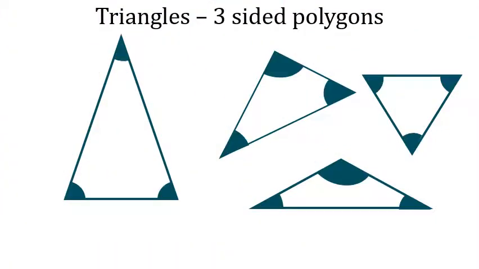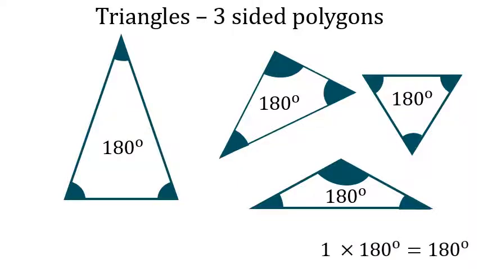As long as we know that the angles in any triangle add up to 180 degrees, we can calculate the total of the interior angles in any polygon.